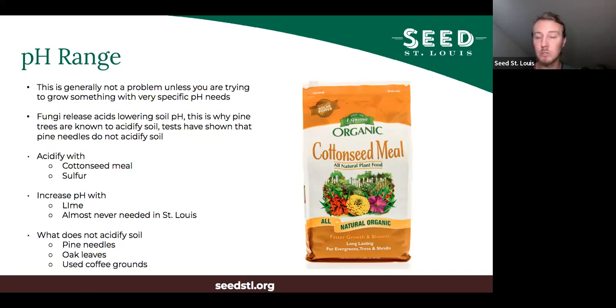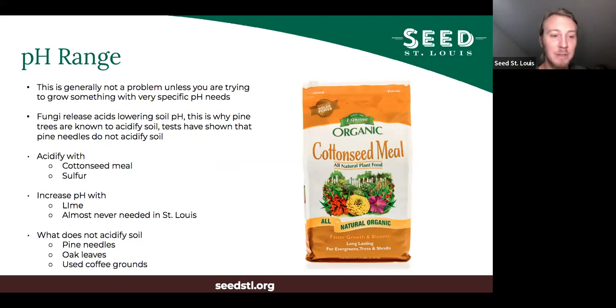If you need to increase your soil pH, which is not really a thing in St. Louis, but if for some reason it is the thing for you, lime is the most effective way to do that. And not like the fruit lime, but agricultural lime. You can buy it at really any hardware store. It's basically just crushed up limestone.